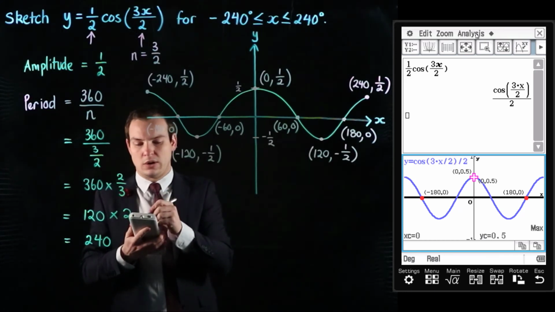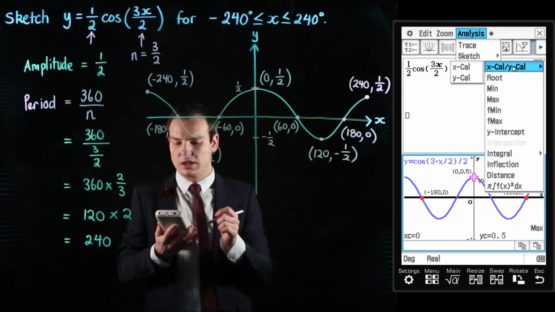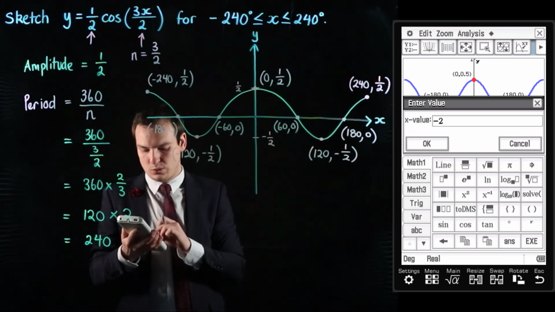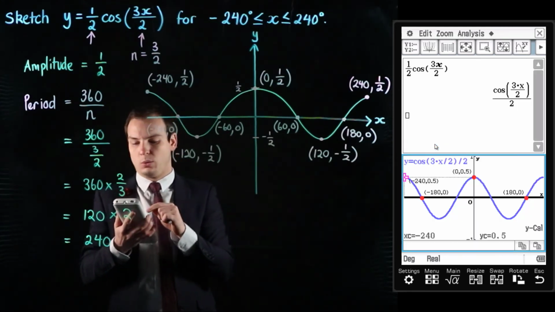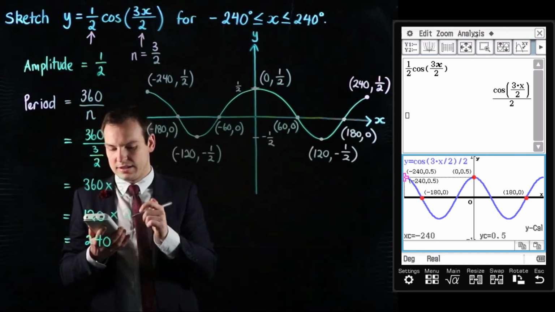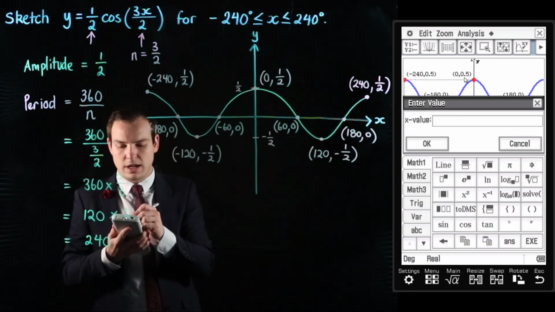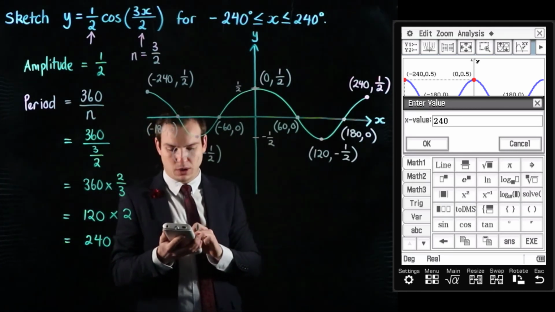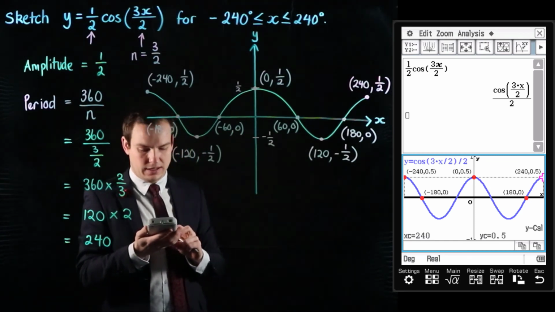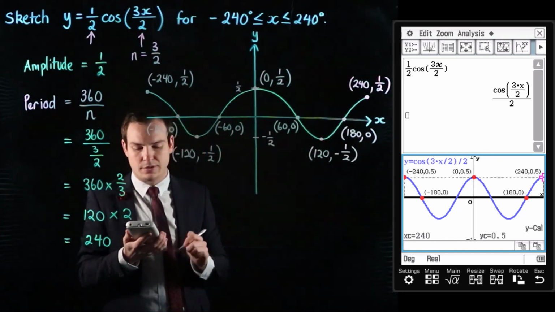What we could do is we could go analysis, G-Solve, and we could use x-calc, y-calc to work out what these points are. So if I do y-calc and then put when x is negative 240 in there, that will give us the coordinate negative 240, 0.5, which is this one here. And the same thing, if I did go analysis, G-Solve, x-calc, y-calc, we could calculate the y value when x is now going to be positive 240. So I'll put that in the box and hit OK. And that will give us that this other coordinate down here is 240, 0.5 or 1/2.